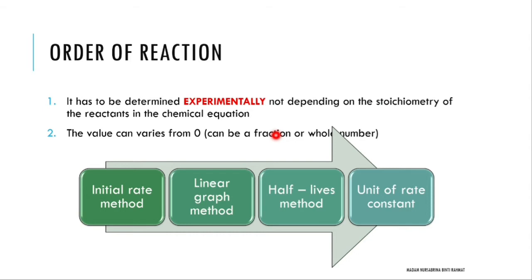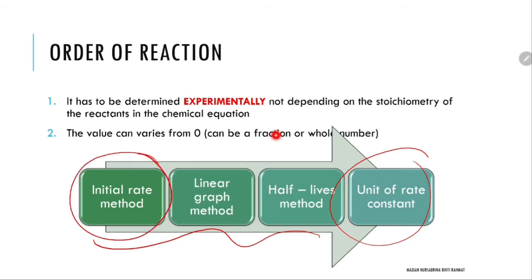There are 3 different methods that are commonly used. The unit of the rate constant is just given in the question, so I don't consider it a method. It's just based on the given problem, just like we did in question 7 previously. So these 3 are the important methods: initial rate method, linear graph method, and half-life method. The initial rate method is the one with calculation. Linear graph and half-life methods are more on sketching graphs.